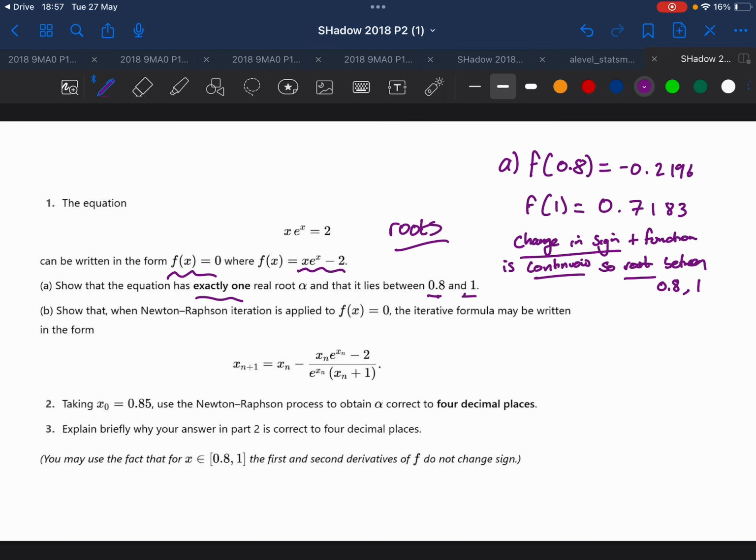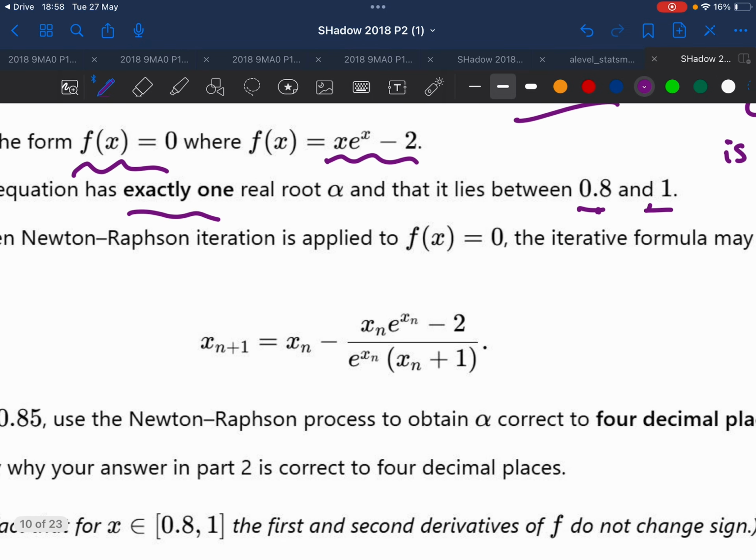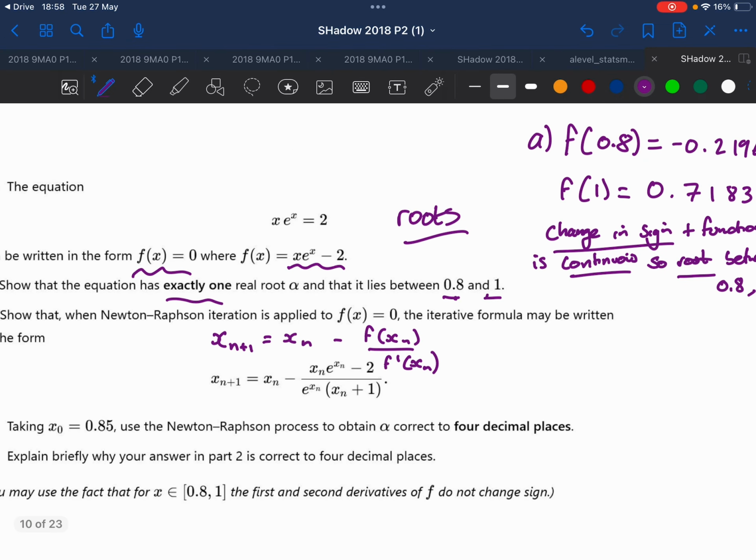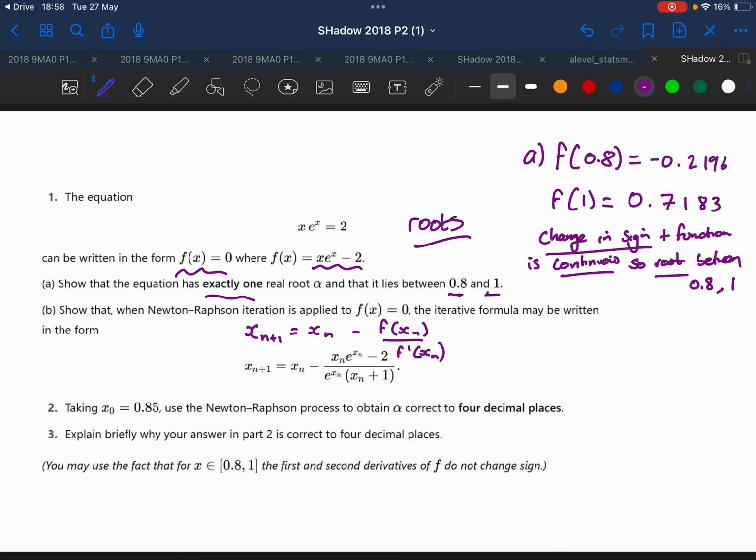Show that when the Newton-Raphson process is applied, it can be written as this. Okay, so the Newton-Raphson process is not very different from this in the booklet. It says that the next approximation is equal to the one before minus the function evaluated at that value divided by the derivative evaluated at the same value. So what should we actually do here? Well, I suppose, first of all, we should just make it really obvious what the function is differentiated.